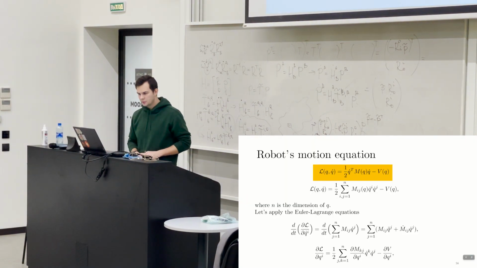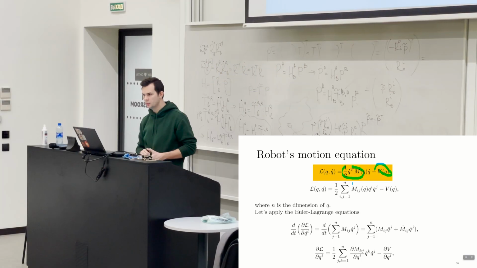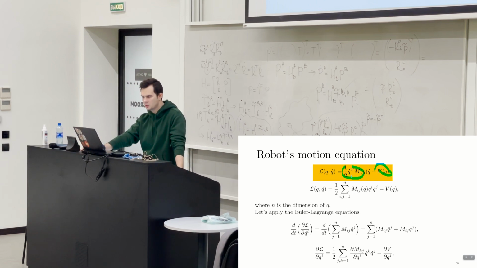So here you can see the Lagrangian. The Lagrangian is the difference between the kinetic energy and potential energy. The dimension of Q is the number of joints. For example, if you have a robot with 3 joints, then it will be the dimension of Q. If your robot has 6 joints, the dimension of Q will be 6. So it depends on the topology of your robot.